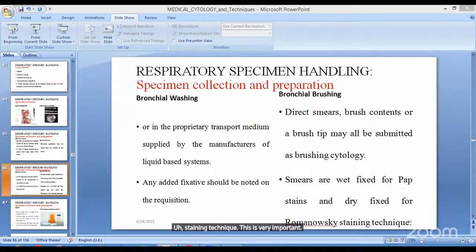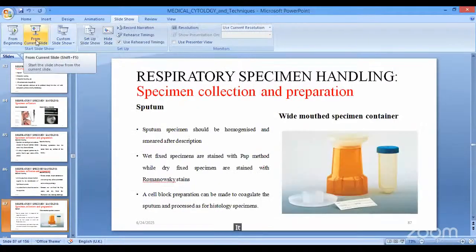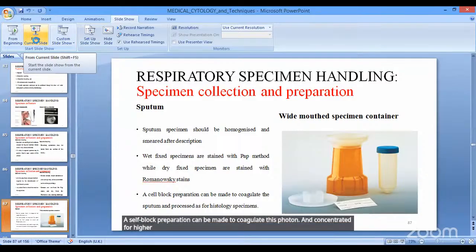Sputum specimen should be homogenized and smeared after description. It is wet fixed and stained with the Pap method, and dry fixed and stained with Leishman-Giemsa or May-Grunwald-Giemsa stain, the Romanowsky stains. A cell block preparation can be made to coagulate the sputum and concentrate it for higher cell yield. I'll talk about that later too, very soon.